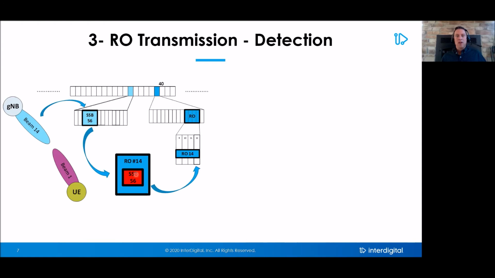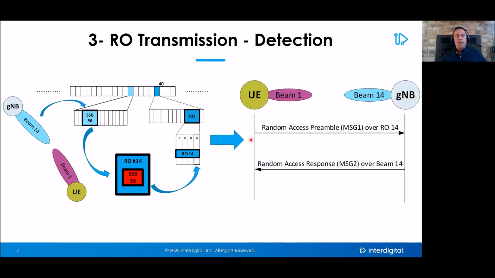The UE uses its RO schedule to determine when to send the RACH preamble in time and in frequency. And the RACH preamble is sent over UE beam 1 at RACH occasion 14. The gNB detects the RACH preamble at RO14 and does the reverse logic to determine that the random access response should be sent over beam 14. And the initial beam pair is established.